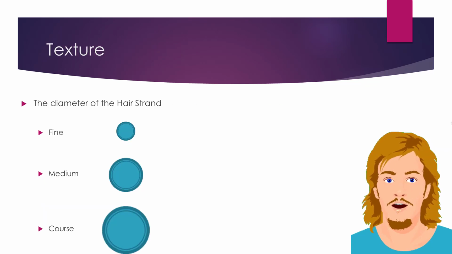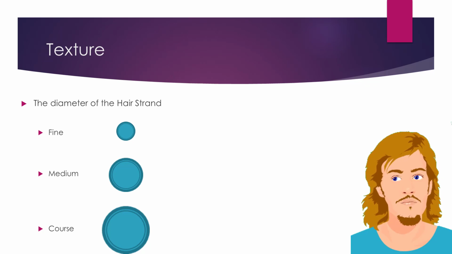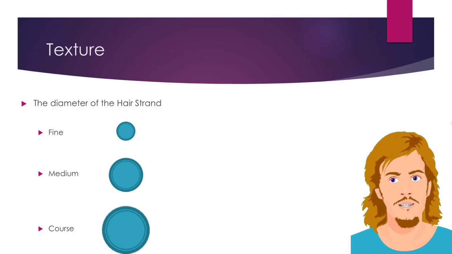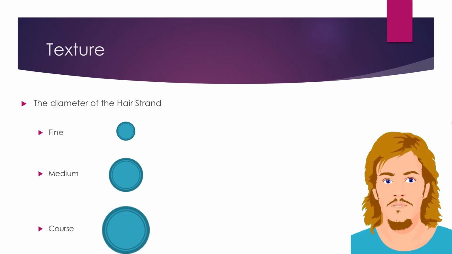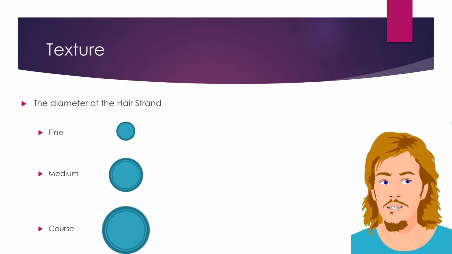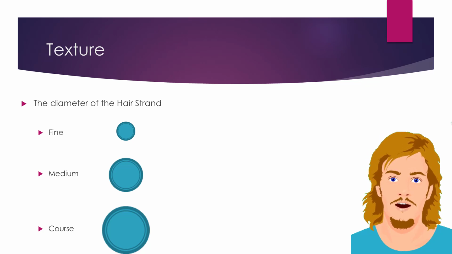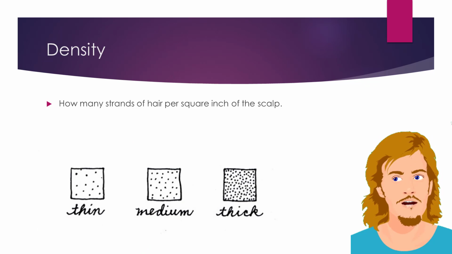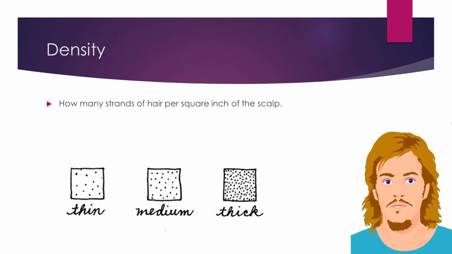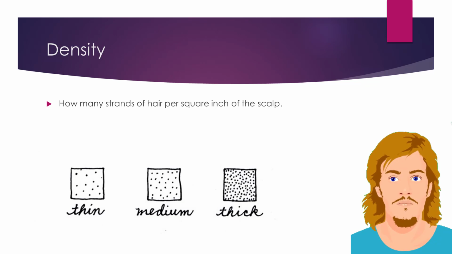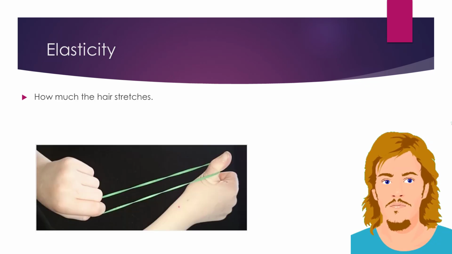Other things to look for in your hair analysis are texture, density and elasticity. Remember, texture is the diameter of each hair strand. It is classified as either fine, medium, or coarse texture. Density is how many strands of hair are in a square inch of the scalp. Density is described as thin, medium, and thick.